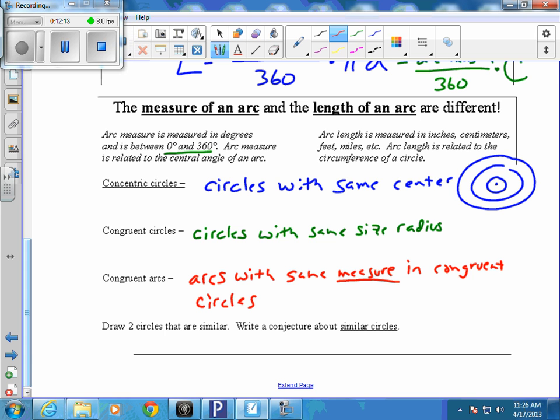Okay, draw two circles that are similar. Write a conjecture about them. Well, basically, we talked about this already. All circles, you don't need to draw this, all circles are similar because they're one-dimensional. There'll always be a scale factor.